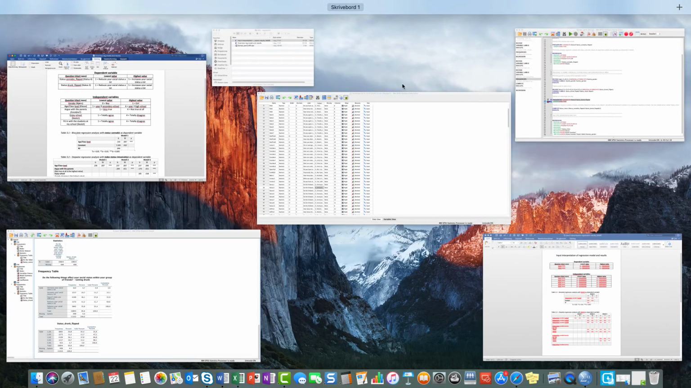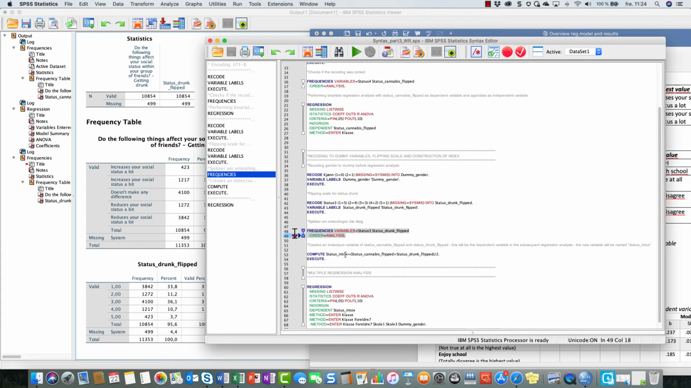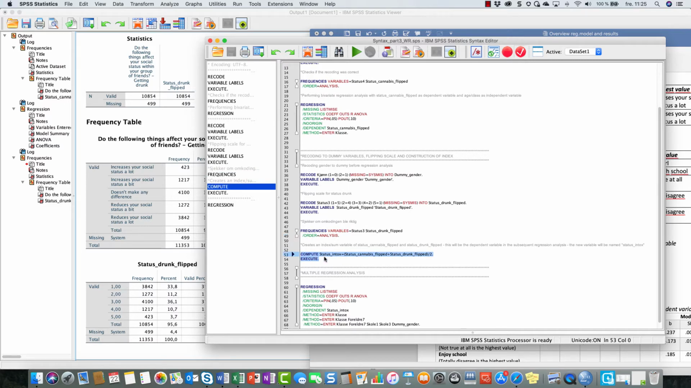Well, I've done that, and I checked that the recoding went well. So I just use the compute to make this status intox. It creates an index sum variable of status cannabis flipped and status drunk flipped. This will be the dependent variable in the subsequent regression analysis. The new variable will be named status intox. And as I said, you don't have to do this, but I'm doing it for those who want to do it, to show you how to do it.